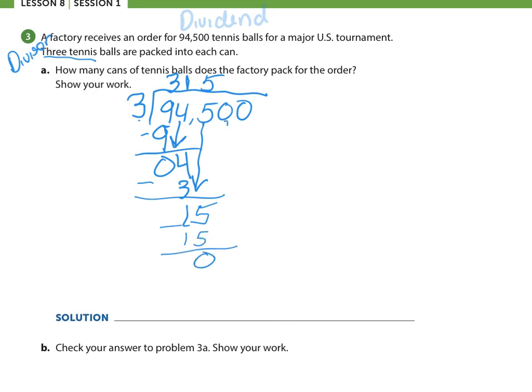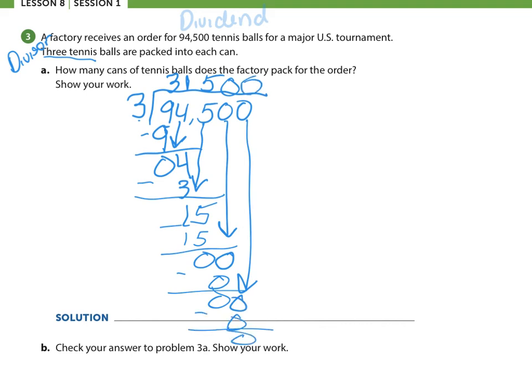This is where it's something new. We're going to bring down our 0. We have to use that digit. Does 3 go into 0? No. 3 times 0 is 0. Subtract is 0. Bring down my next 0. 3 go into 0? Nope. Bring down. We've used all of our digits.